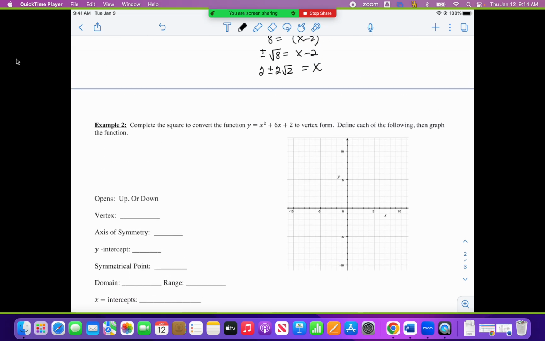Complete the square to convert the function y equals x squared plus 6x plus 2 to vertex form. So here we go. Step 1 is group the x terms together. The next step, take half of the coefficient of x. That's not x squared, but the coefficient of x. So half of 6 is 3, and I square it. So I'm going to add 9 inside the parenthesis, and I subtract 9 outside because I have to have a net effect of 0.